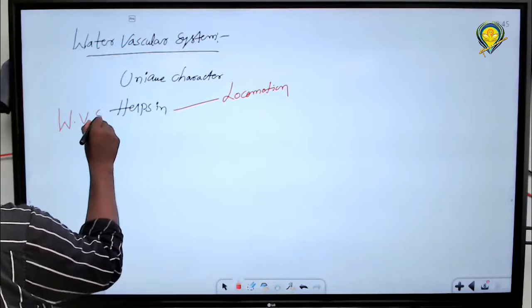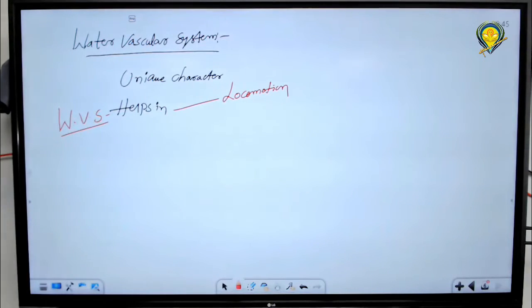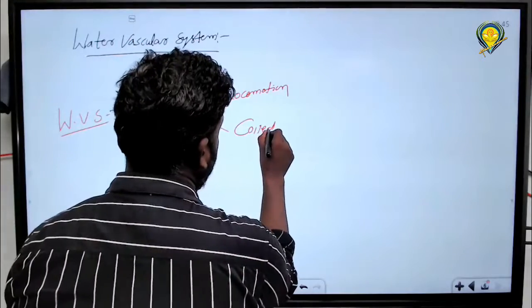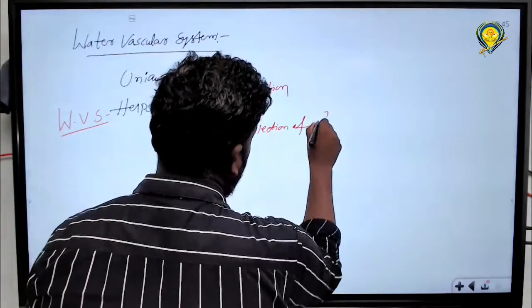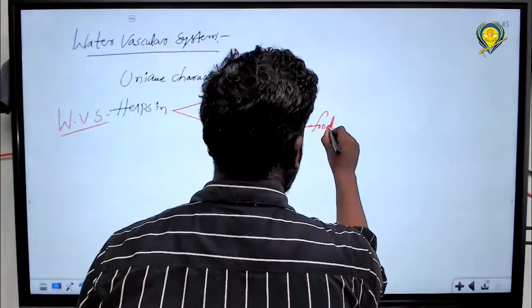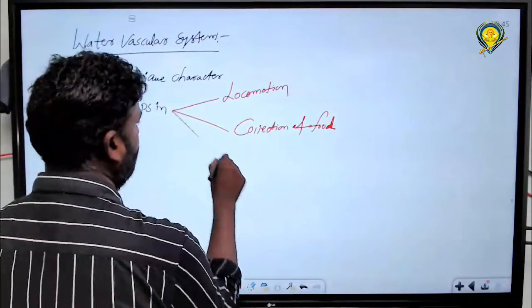Water vascular system, right? Helps in locomotion. Next one, gathering of food means what? Also called the collection of food. Very good.